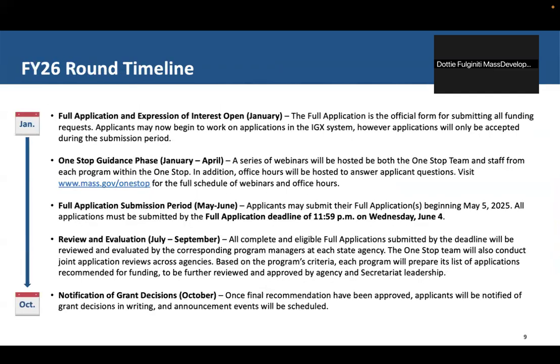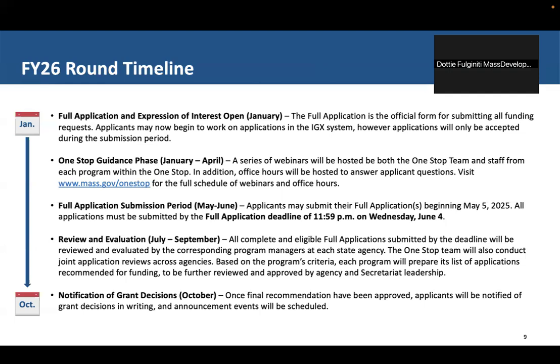Let's just go over the timeline. All this information can be found on the Community One Stop for Growth website. I've put links to the important sites on the last page of this presentation. The full application and expression of interest is now open. I recommend that you submit an expression of interest because this gives us a heads up that you're applying, and if your project is not eligible based on the information you provided, you'll be notified.